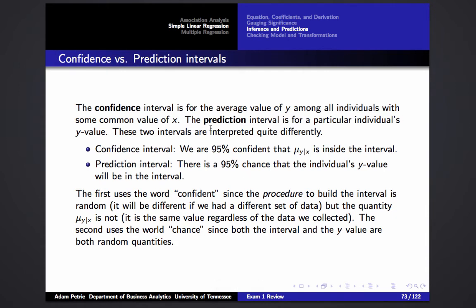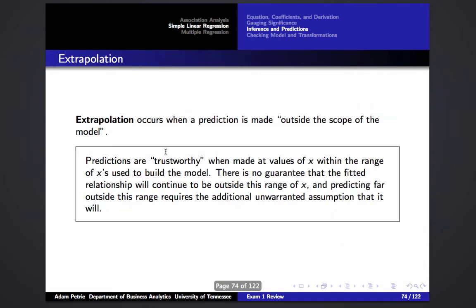All right, so if we're making a prediction about the overall average value of y among all individuals who share some common value of x, we say that interval is a confidence interval. So we're 95% confident that mu of y given x is inside the interval. If we're talking about a particular individual's y value, we call it a prediction interval, and we say that there's a 95% chance that the individual's y value is in the interval. So slightly different terminology depending on what we're trying to make a prediction for, and make sure you are clear about when confidence and prediction intervals are used.